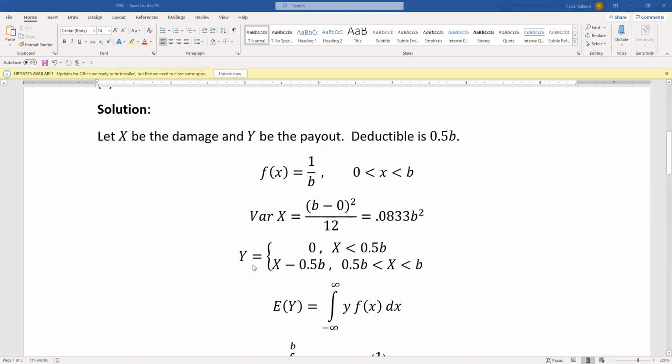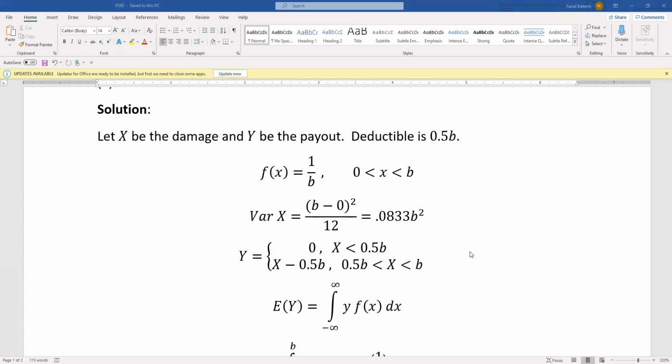Y is the payout. So the payout is 0 when the loss is less than the deductible, so when x is less than 0.5b. And it's equal to the loss minus the deductible when x is greater than the deductible and less than b, because x is limited between 0 and b.